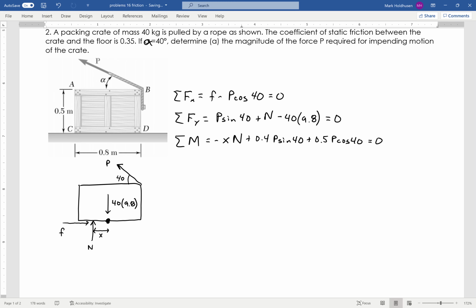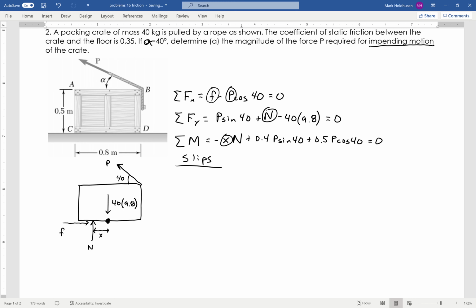Now, if you recognize at this point, I have 1, 2, 3, 4 unknowns, so I can't really solve this at this point. But I recognize that what I'm looking for is impending motion. There are two types of motion, which I alluded to earlier. This thing can either tip over, where friction is large enough to keep it in place until I pull hard enough that it tips over, or friction can't really hold and it just slides across the floor. So we'll start with the slips. We're going to solve it both ways and then determine which one actually occurs.